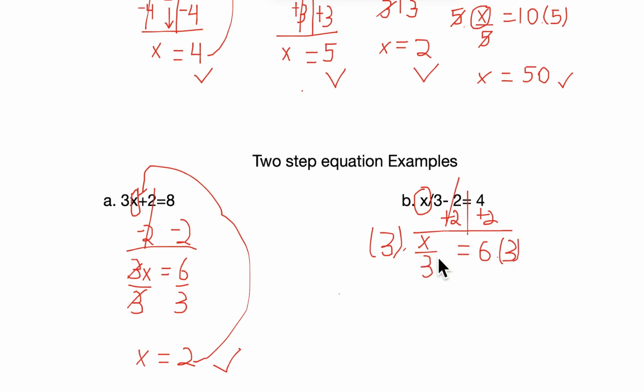Okay, again, 3 divided by 3 is 1. 1 times x is x, equal 18. 6 times 3 is 18. Right? And that's my solution. I can go back and check my answer again by plugging in x equals 18. So 18 divided by 3 is 6. 6 minus 2 is 4. So our left hand side and right hand side checks out with our solution. So 18 is the solution to this equation.